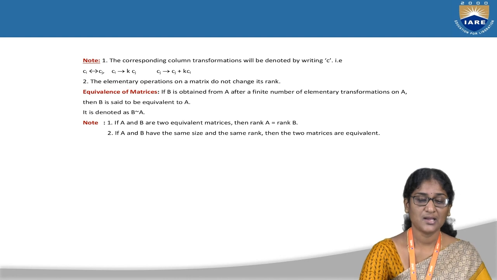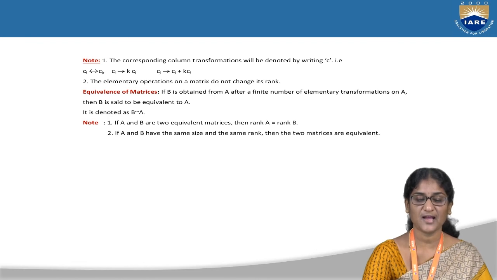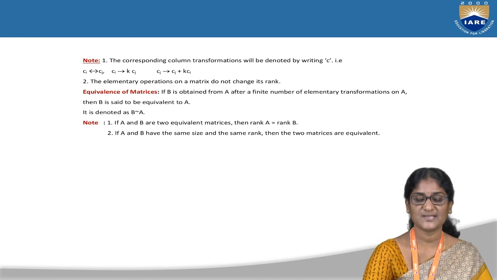And another thing, equivalent matrix. Let us understand the next definition, that is equivalent matrix. If B is obtained from A after a finite number of elementary transformations on A, then B is said to be equivalent to A. If A and B are two equivalent matrices, the rank of A is equal to the rank of B. To understand the rank concept, we have taken the definition of equivalent matrix. So, if A and B have the same size and the same rank, then the two matrices are equivalent, right? That's how we can understand the rank of the given matrix.